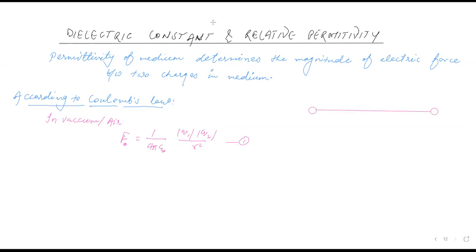This is your charge Q1 and the other one is charge Q2, and the separation between the charges is R. And what is epsilon naught? Epsilon naught is the absolute permittivity of free space.